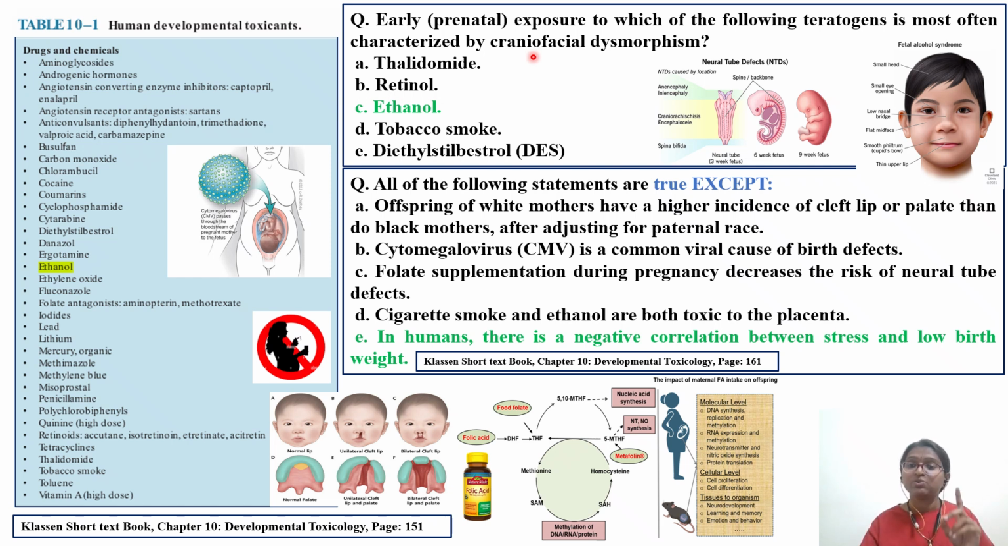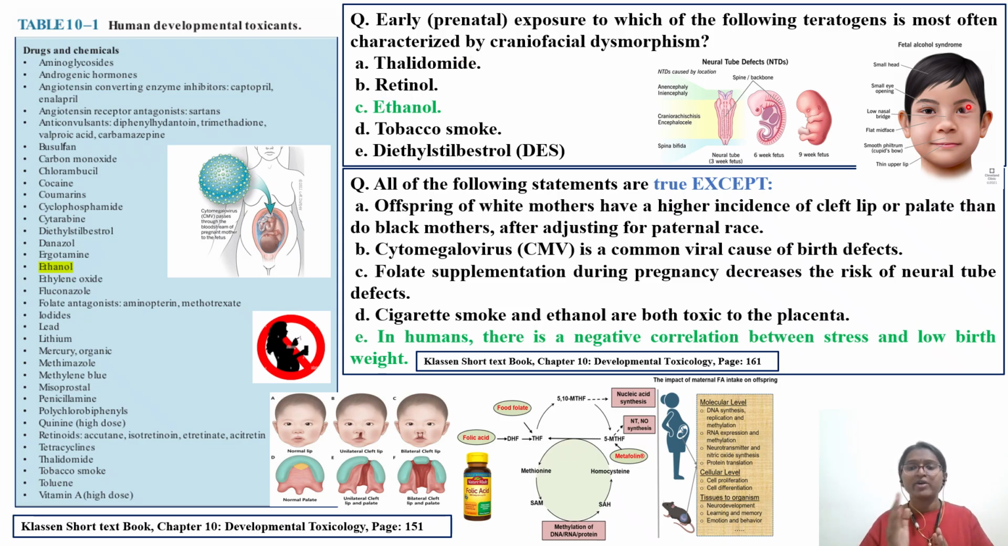But pause here and also read about thalidomide: at what pregnancy window period it is exposed, and how it causes phocomelia. Then retinol, vitamin A toxicity, isotretinoin. These are the best examples which cause developmental toxicity. Vitamin A is good, but an excessive amount of vitamin A will cause developmental toxicity, because it follows a hormesis type of dose response curve. Then we have ethanol. This is our answer, because it causes craniofacial dysmorphism, fetal alcohol syndrome.